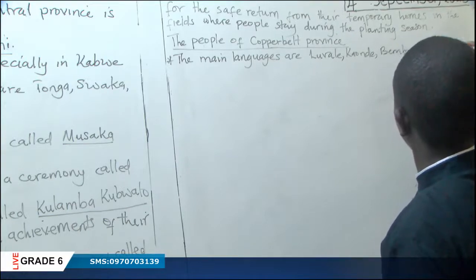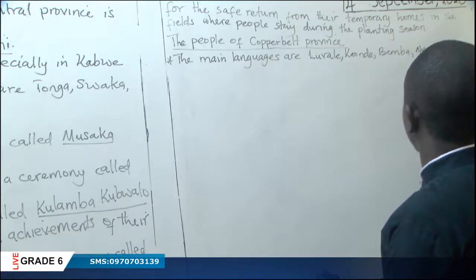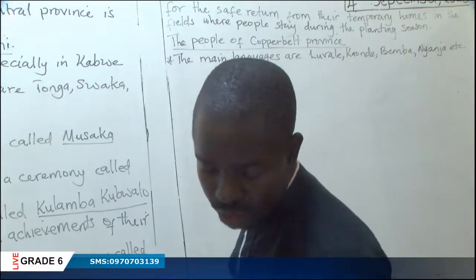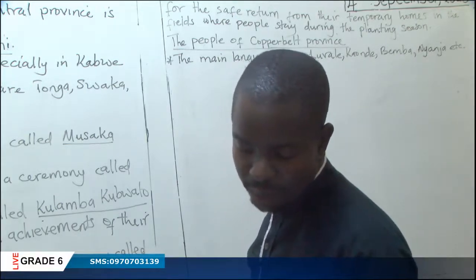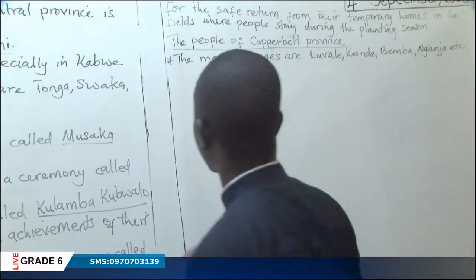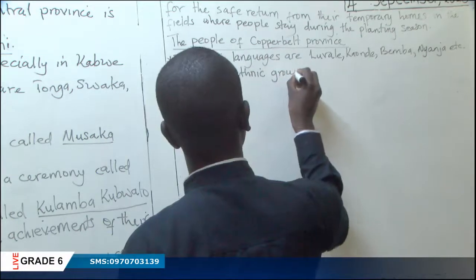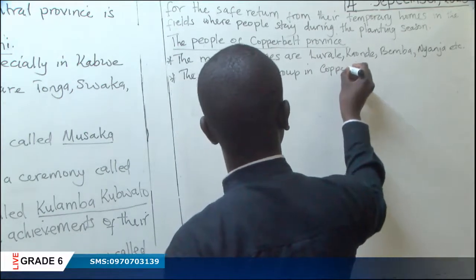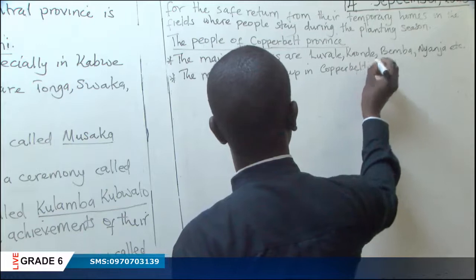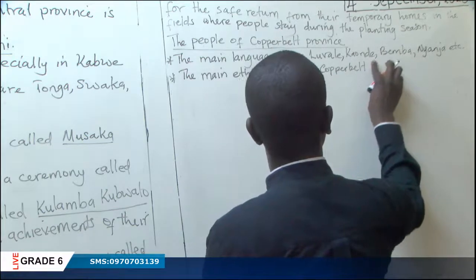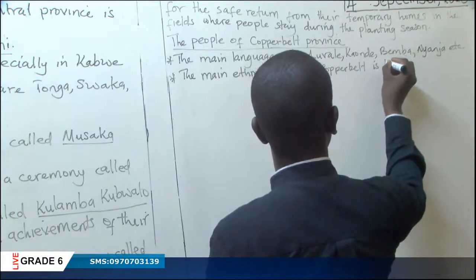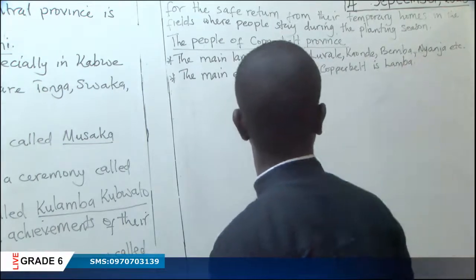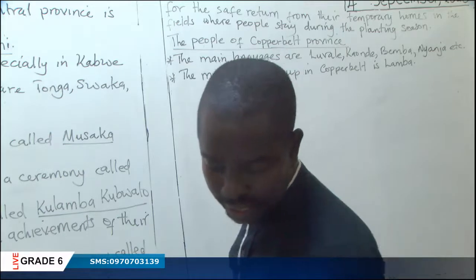All right, Nyanja, etc., meaning that there are other languages that are spoken there. So the main ethnic group in the Copperbelt Province is Lamba. Okay, the main ethnic group there is Lamba.